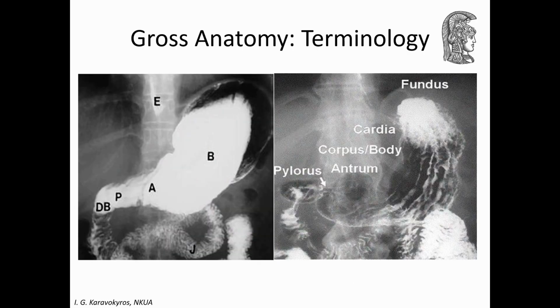The same landmarks can also be seen radiologically in simple and double contrast. Esophagus, E. Cardia, fundus, body, B. Antrum, A. Pylorus, P. The first part of the duodenum, also called duodenal bulb, DB, and jejunum, J. The gastric folds can be clearly seen in the right part of the slide.